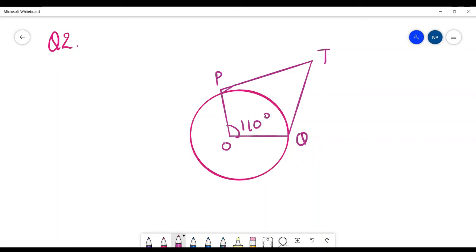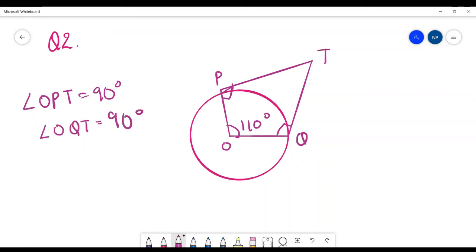So, how to prove it? We know that in the solution part we can write that angle OPT is equals to 90 degree. We know that these are the right angles, right? And angle OQT is also equal to 90 degree. And angle POQ is equals to 110 degree. So how do you determine this? If you see this particular shape, it is forming a quadrilateral, and the summation of all the internal angles of a quadrilateral is equal to how much?